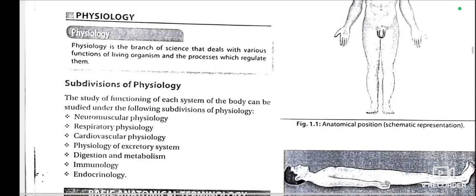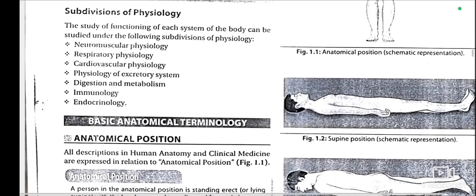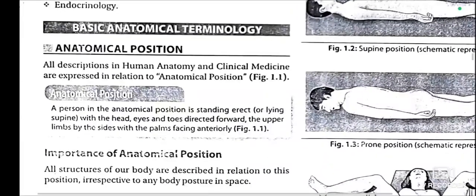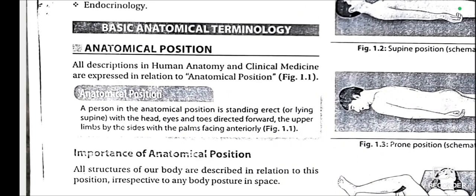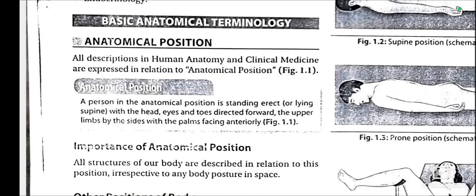Okay, the next main topic is basic anatomical terminology. In that we will see anatomical positions first. All descriptions in human anatomy and clinical medicine are expressed in relation to the anatomical position. Okay, do you understand? Okay, the next, anatomical position. A person in the anatomical position is standing erect or lying supine.